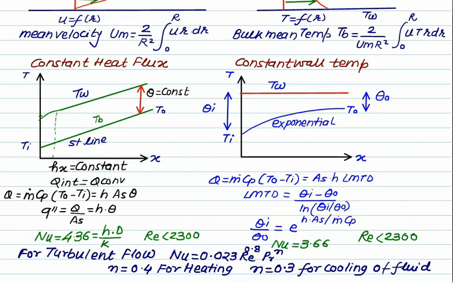In the case of turbulent flow, you have to use the Dittus-Boelter equation, which is Nusselt number equal to 0.023 Reynolds to the power 0.8, Prandtl to the power n. And the value of n you have to select as 0.4 for heating and 0.3 for cooling.